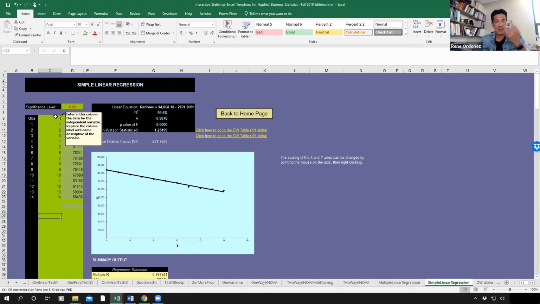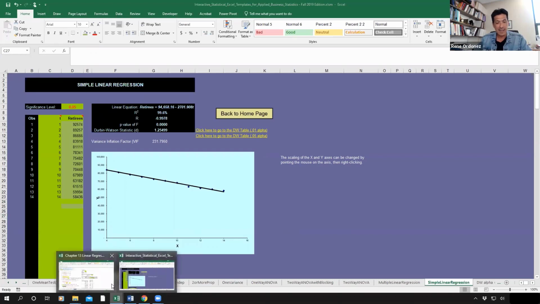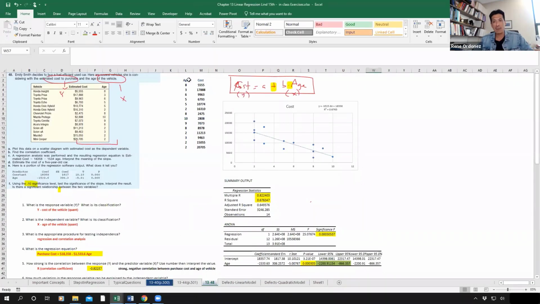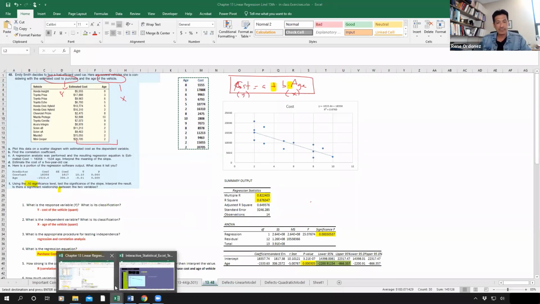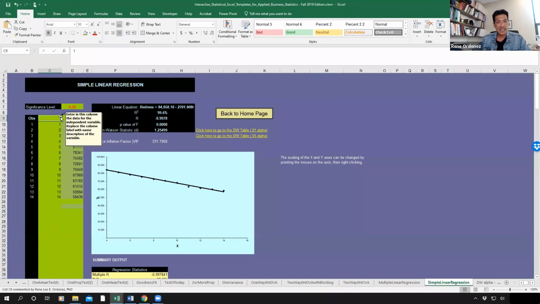Pay attention to the comment. It says, enter in this column the data for the independent variable. Okay? And then enter in this column the data for the response variable, or the value for Y. So I'm going to copy the data from here. Copy that. And then I'll paste that over here.